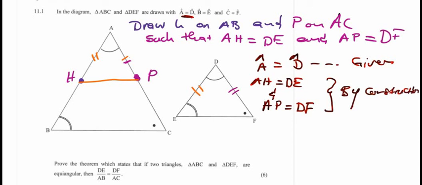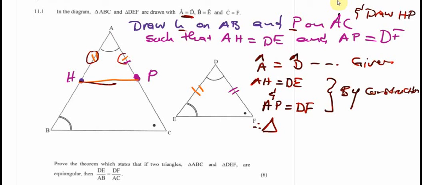Okay, and then therefore what you can say is that these sides are equal, and this one too, and then we have an angle in between. So it means that we have a triangle. When you draw H and P on AC, then you're going to draw HP, so that it is constructed.